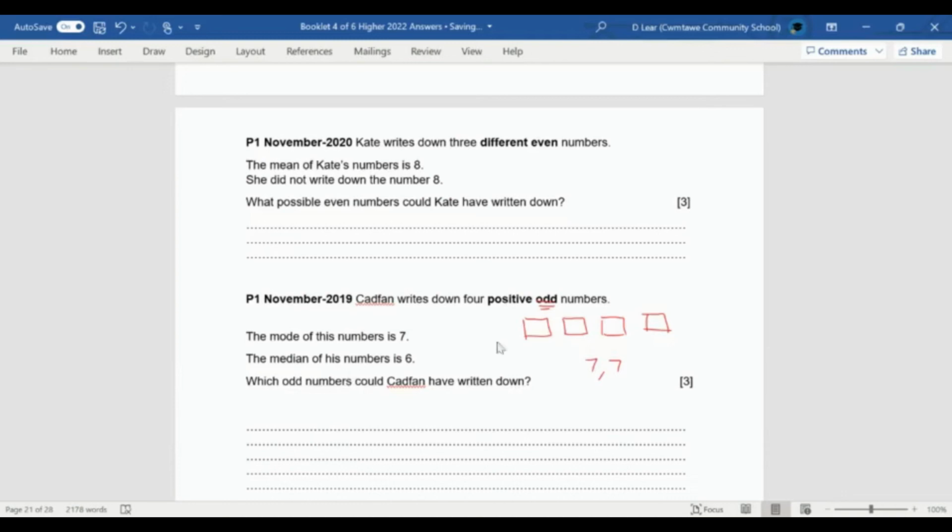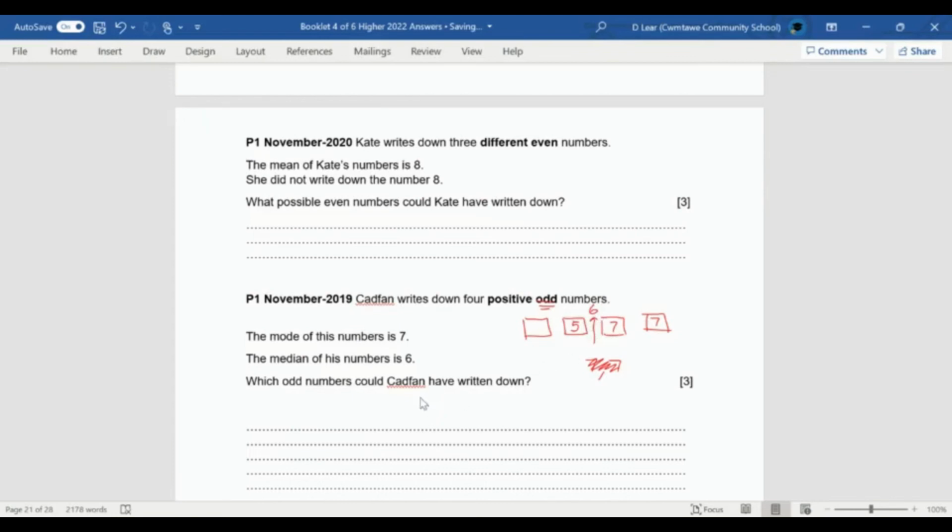The median is 6. Because there are 4 numbers, 6 can't go in a box because it's in the middle, between these two. However, that means I can't put 7 here or here, because 7 is bigger than 6. So the 7s are going above the median. If the median is 6 and the number to the right of it is 7, the number to the left of it must be 5, which gives you that median of 6.